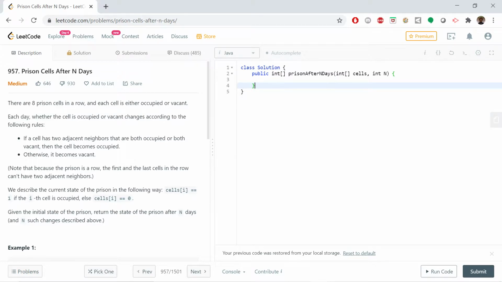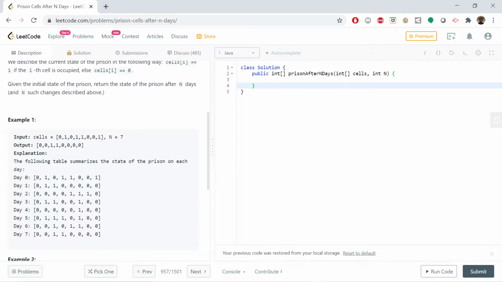Today's problem is called prison cells after n days. The problem description is very wordy and a little bit confusing, but I'll just try to summarize pretty much what they're saying.